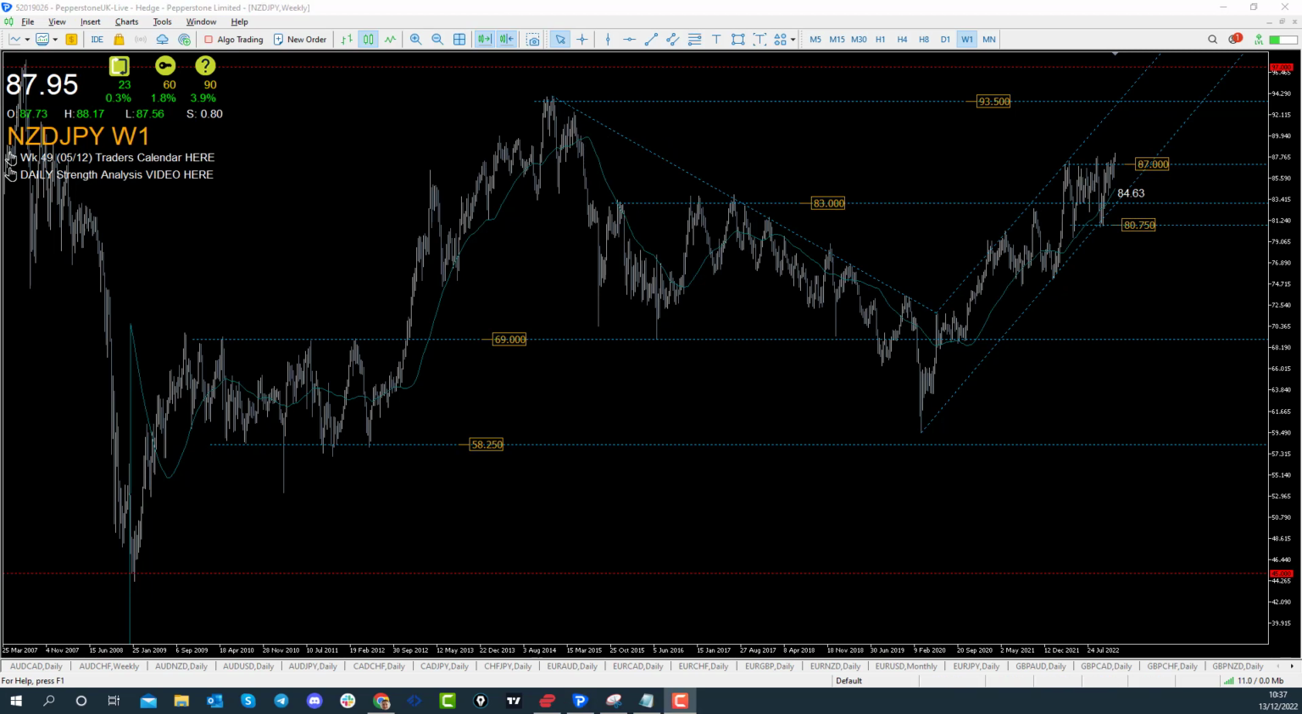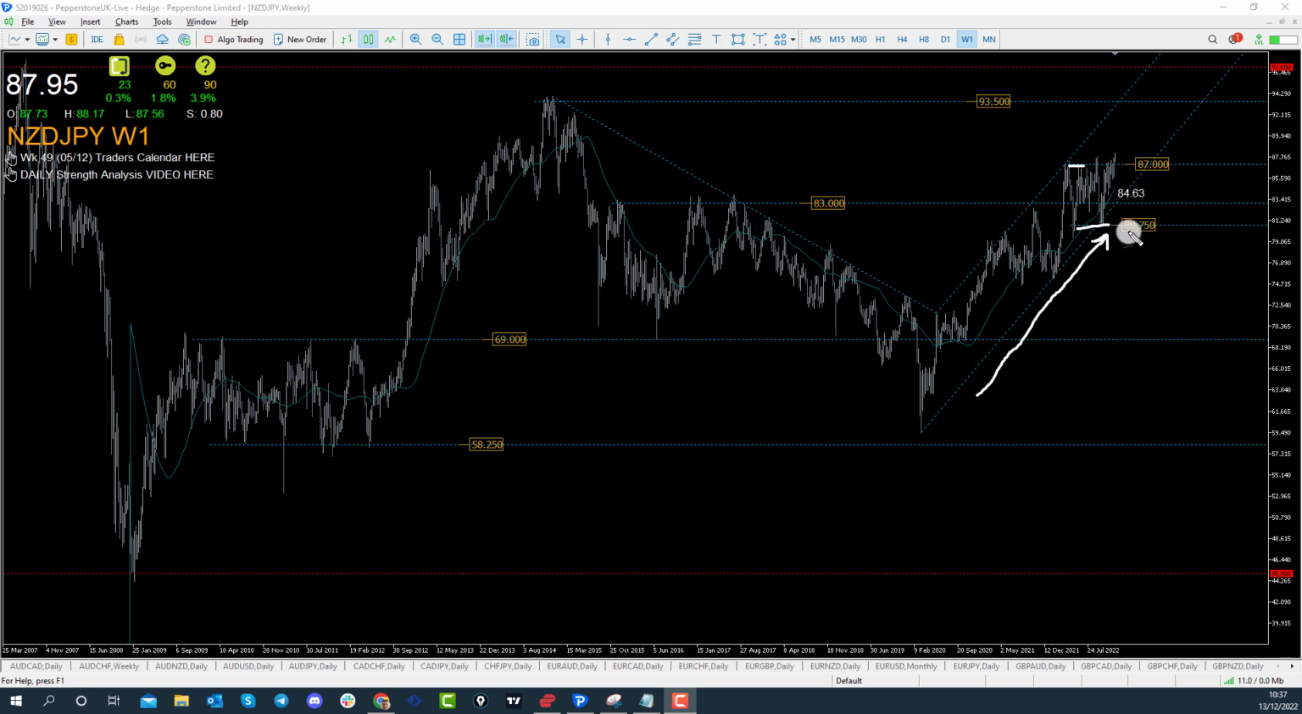the price has been in a range between the 87 handle and the 80.75 handle. If I can just grab a pen, you can see between here and here, price has been working between those two levels within a bullish channel. So the market is technically moving to the upside here. We're making those higher highs and higher lows.